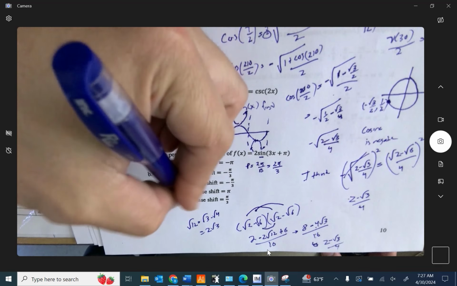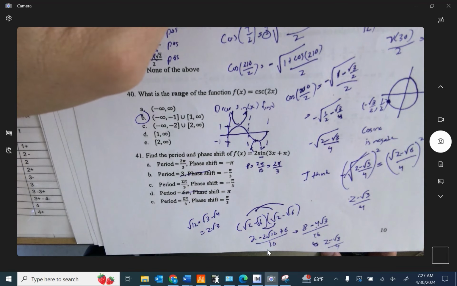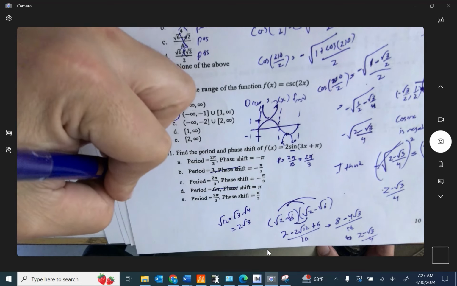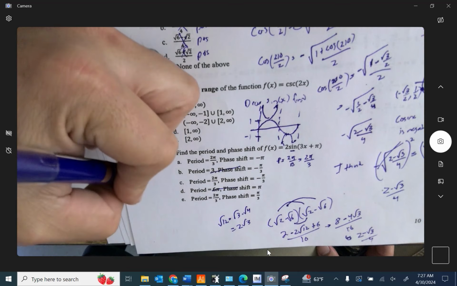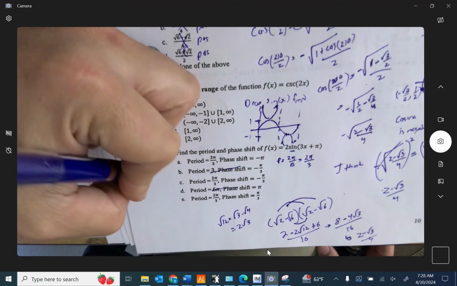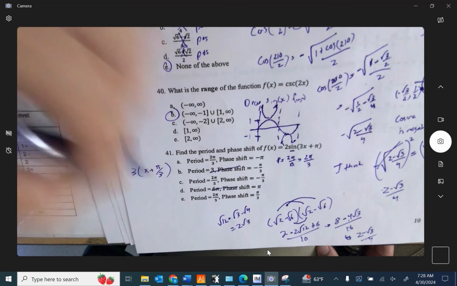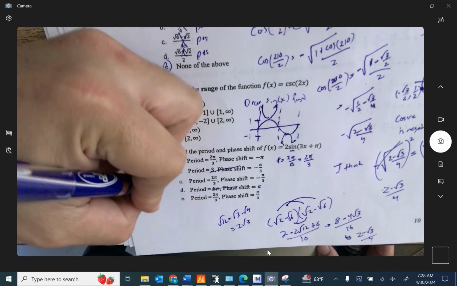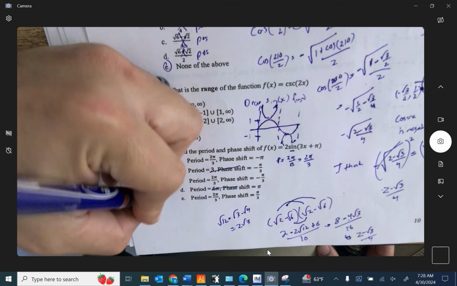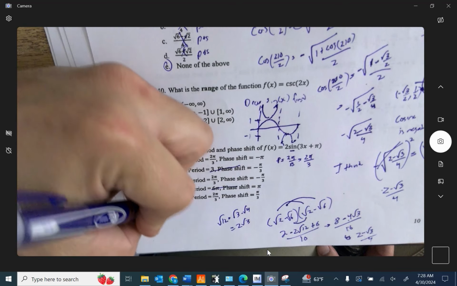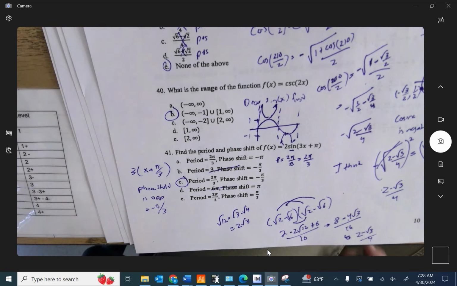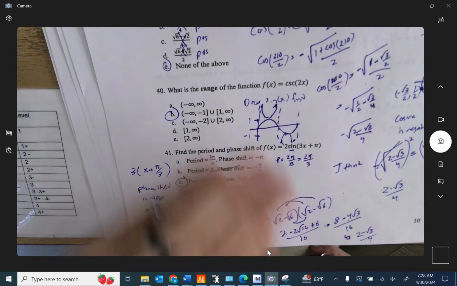So those two are gone, right? So one of these three. Now, what we need to do is factor this piece. We need to pull that 3. And if we pull that 3, we have x plus pi over 3. Now, your phase shift is always opposite. So your phase shift is negative pi over 3. Choice C. That's really all there is to it.